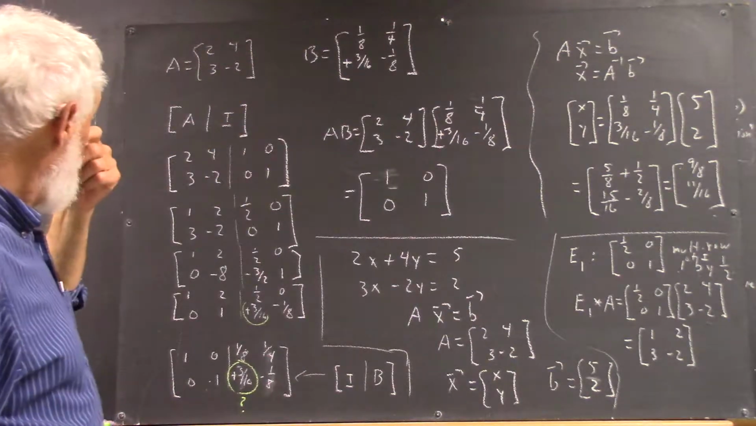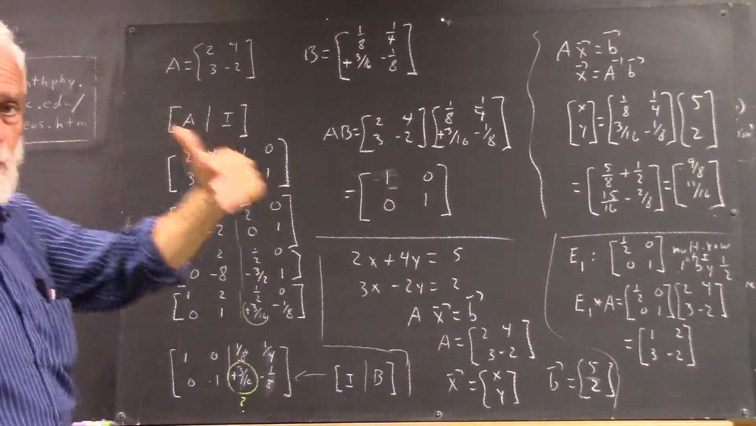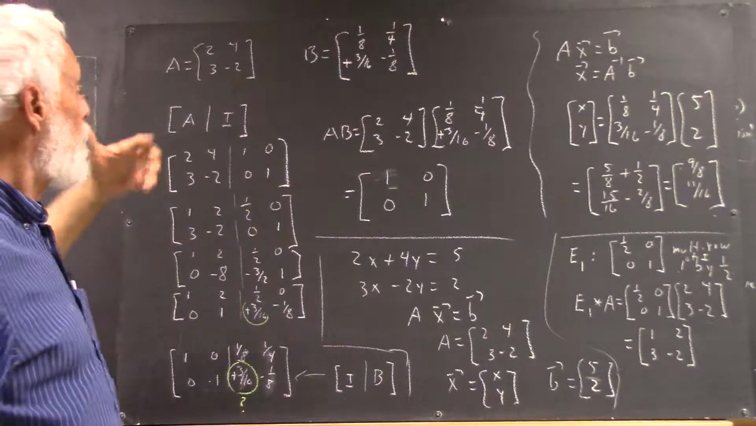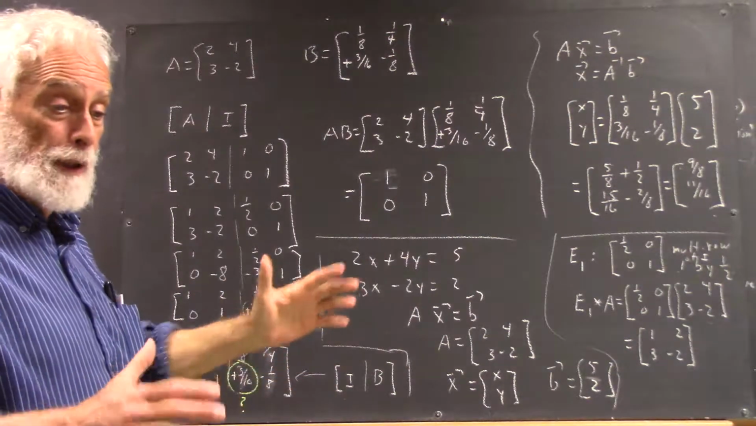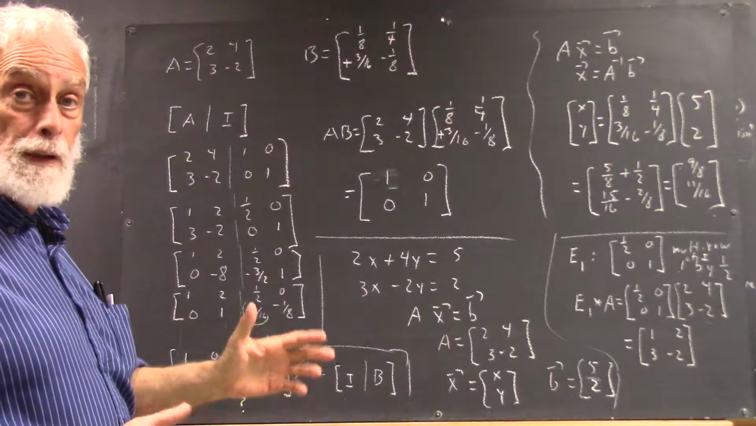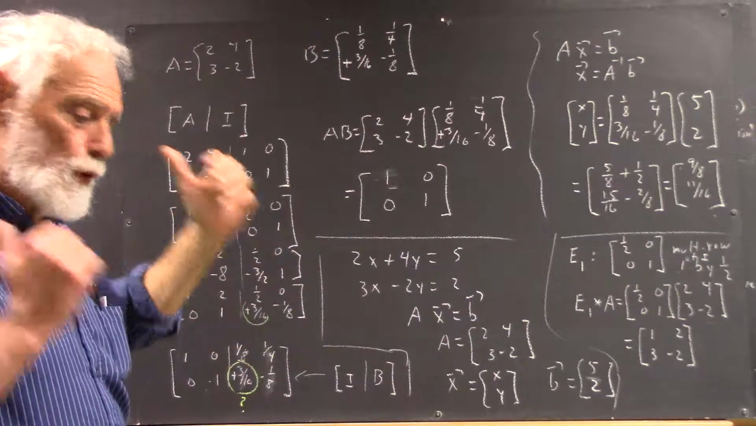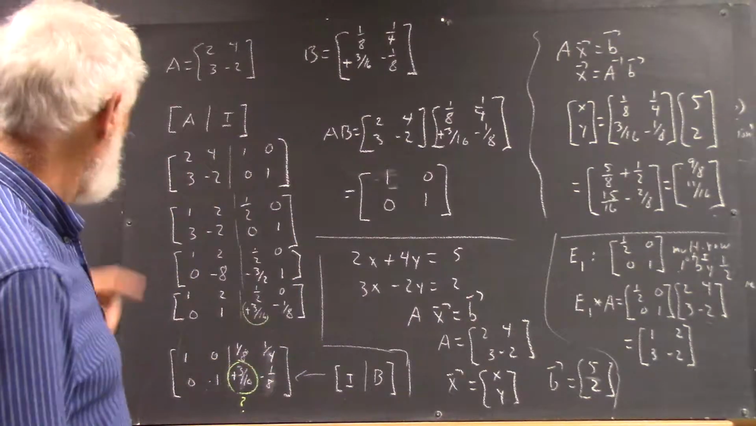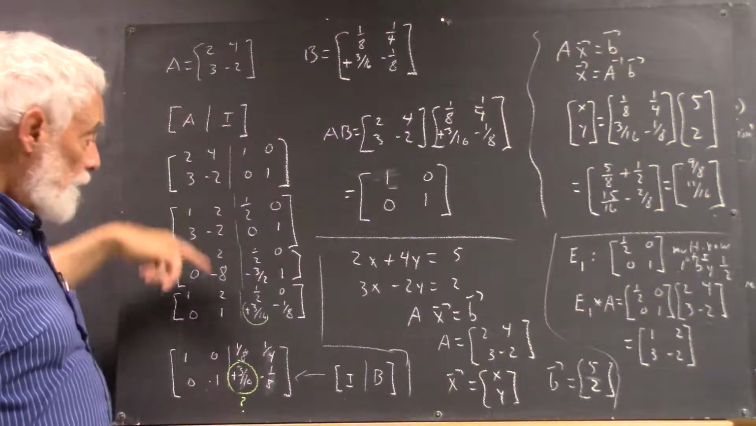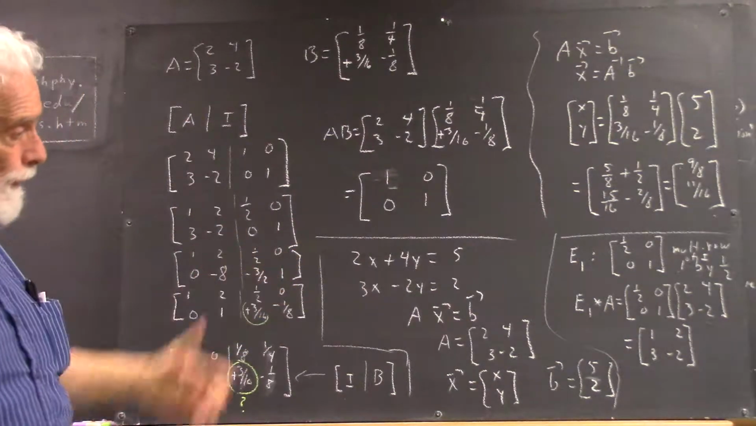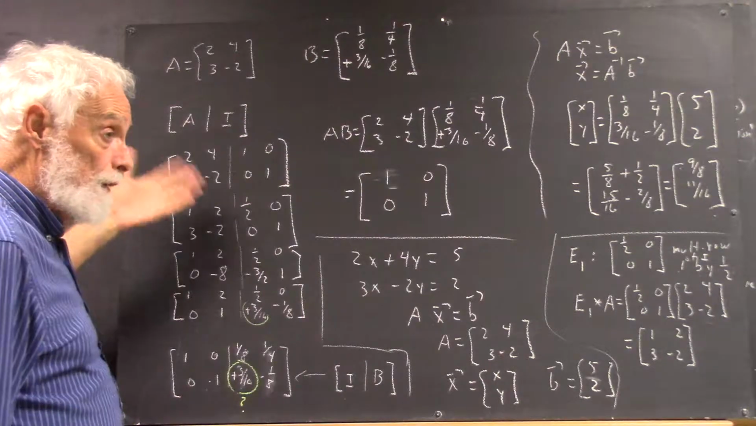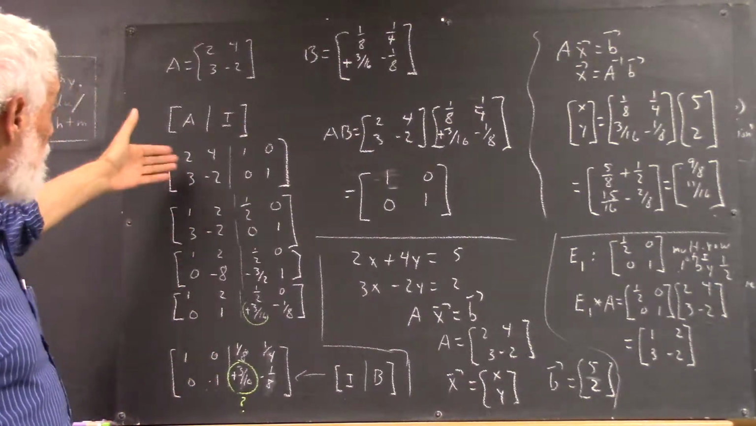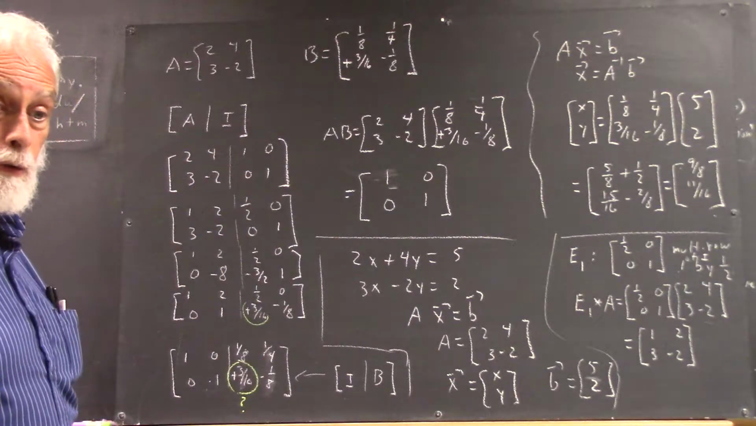Okay? But that only works for 2 by 2s. What I'm showing you here will work for any dimension matrix, any n by n matrix, 3 by 3, 8 by 8, 47 by 47, whatever. Now, I'm demonstrating it for a 2 by 2 matrix because there are a lot of steps if you do a big matrix. And we can understand what is done just by understanding what we do with a 2 by 2 matrix.